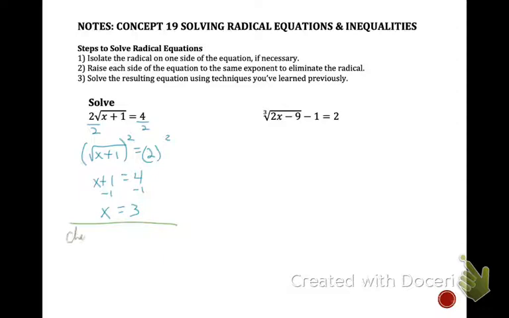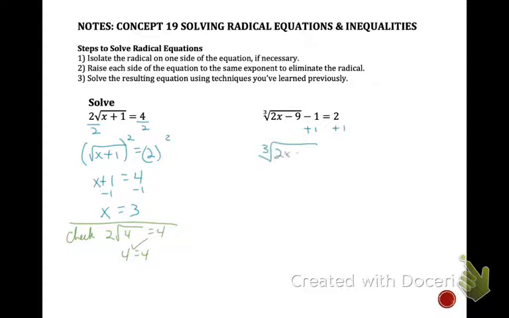So we need to check. You're going to go back to the original equation and plug in 3 for x. So we get 2 times the square root of 4, and we're seeing if that does equal 4. So the square root of 4, positive square root of 4 is 2. 2 times 2 is 4. So 4 does equal 4. So the left side does equal the right side. That's a true statement. So 3 is a solution.